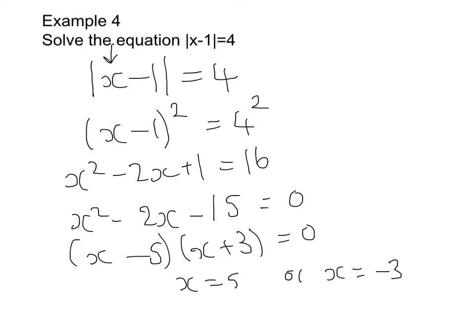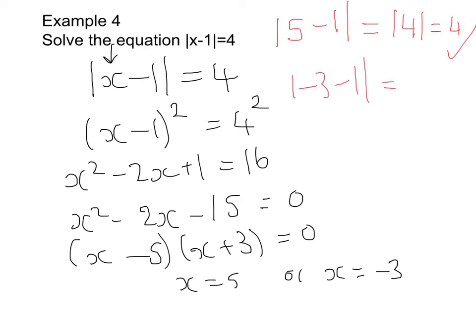So let's substitute these both in and have a look. If x was 5, you've got the modulus of 5 minus 1 equals the modulus of 4, which is 4, so that's correct. And if x is negative 3, you've got the modulus of negative 3 minus 1, and that's the modulus of negative 4, which is also 4.